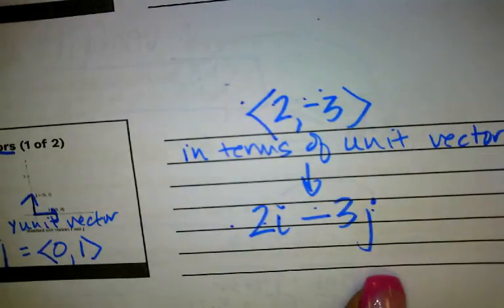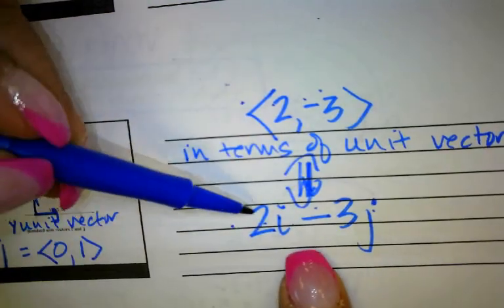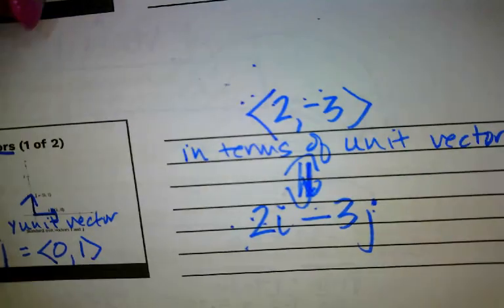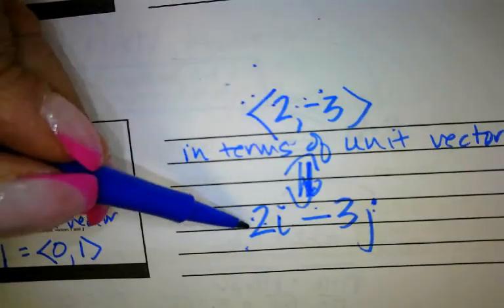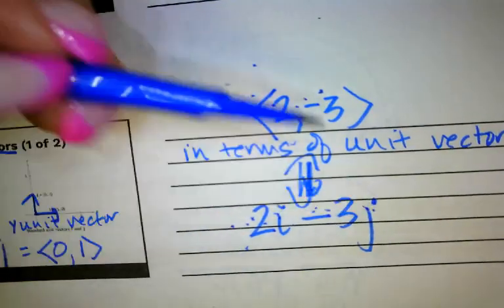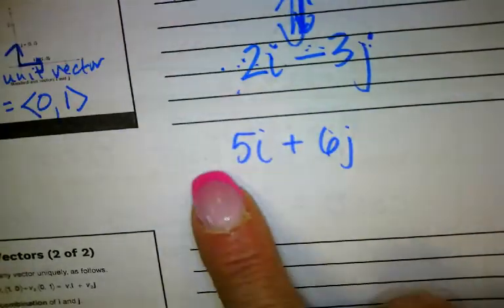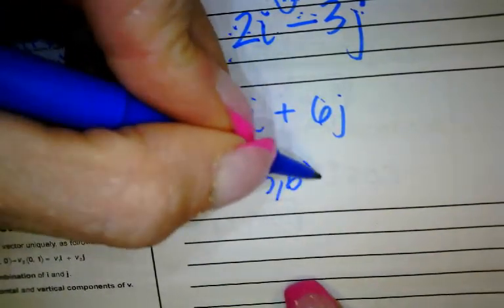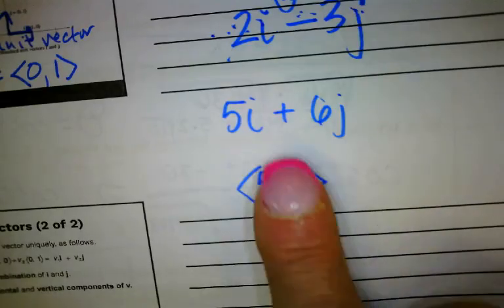And you're like, well, how can I do that? Well, these are equivalent: the vector (2, -3) is the same as 2i minus 3j. So let's say I had 5i plus 6j. What vector would that be? Well, that's (5, 6). But why? Remember, we just defined vector i as (1, 0) and vector j as (0, 1).